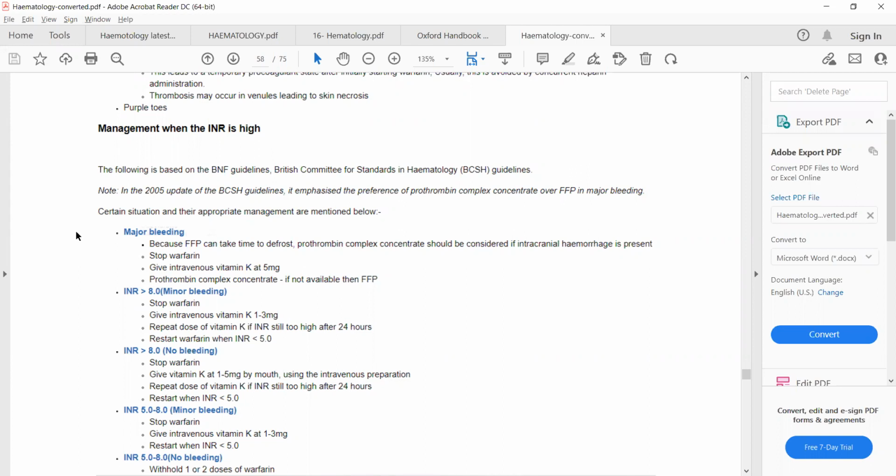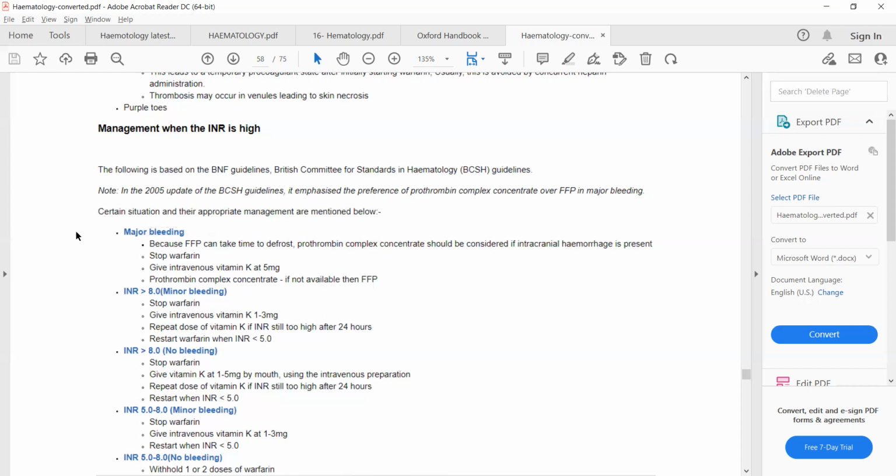So if someone on warfarin develops major bleeding, the initial step is to stop warfarin, then give intravenous vitamin K at 5 milligram. And the definitive or most appropriate management in major bleeding is prothrombin complex concentrate. And if prothrombin complex concentrate is not available, then we will give fresh frozen plasma.